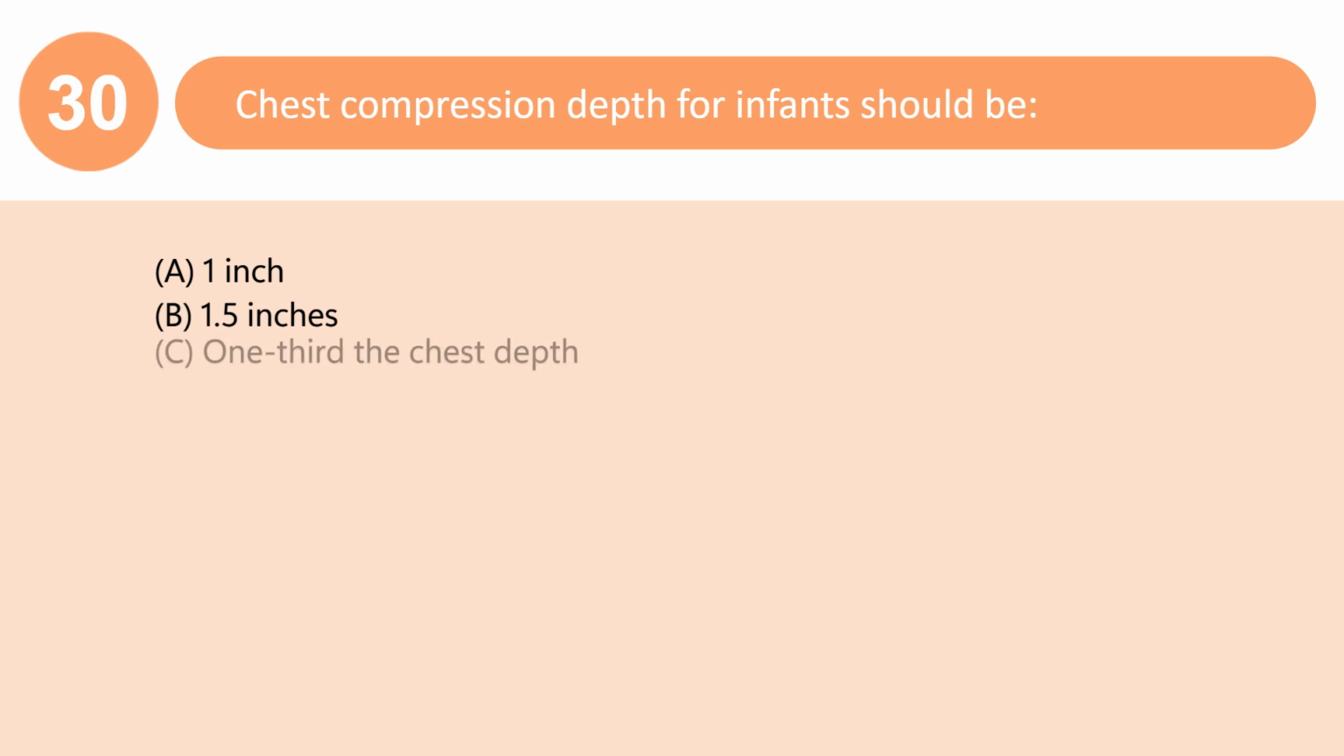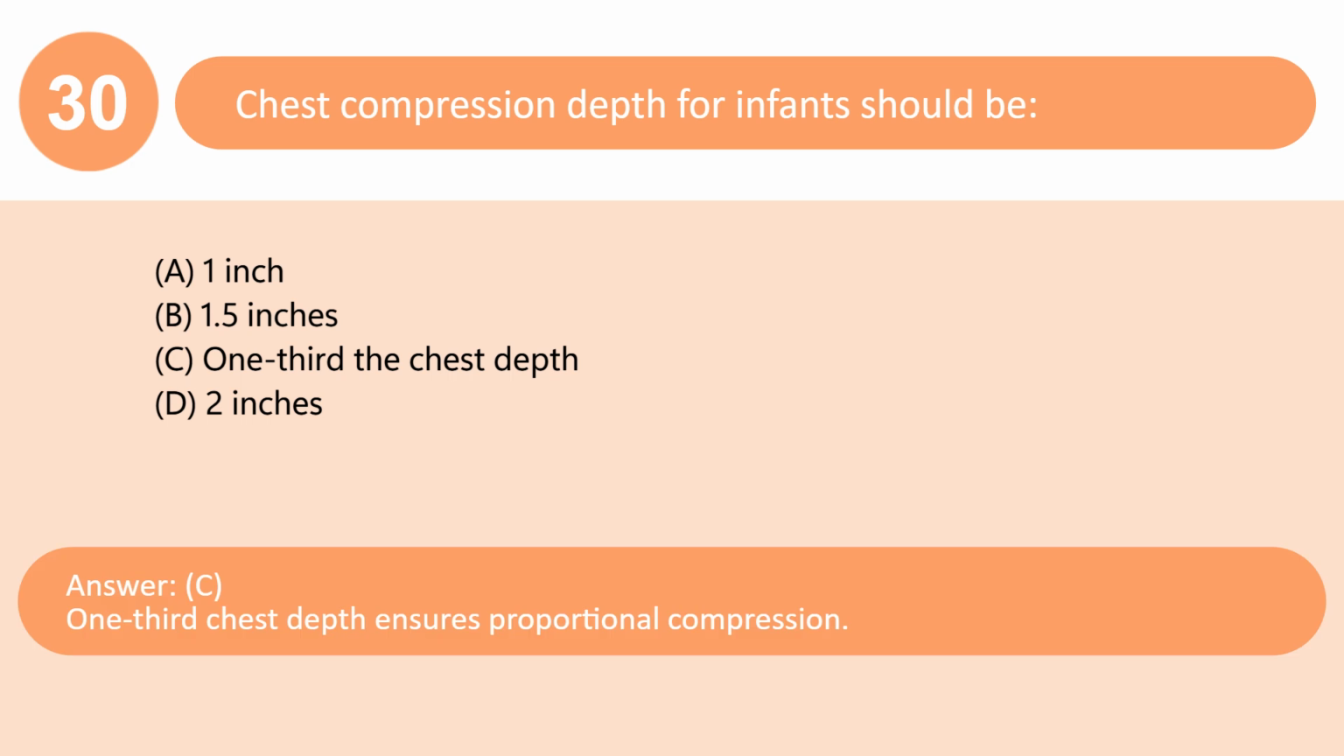Chest compression depth for infants should be: A. 1 inch. B. 1.5 inches. C. 1/3 the chest depth. D. 2 inches. Answer C. 1/3 chest depth ensures proportional compression.